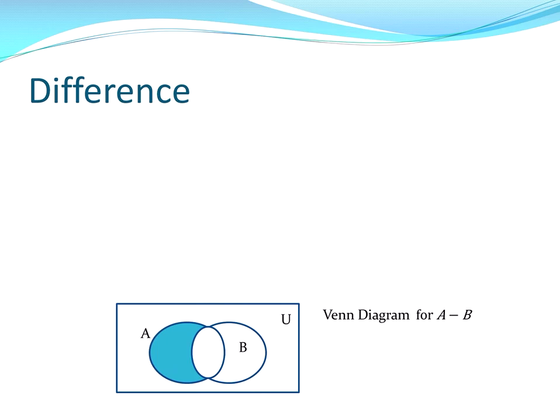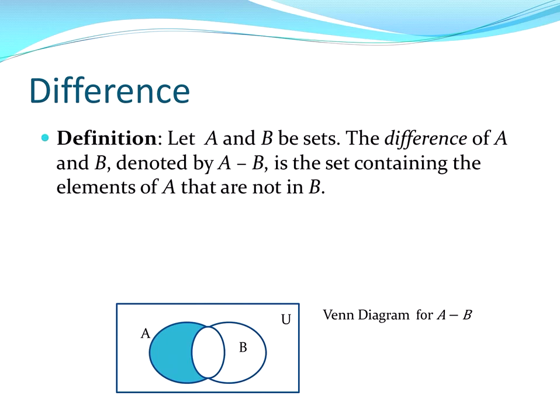All right, here's the difference operator. If we have two sets, the difference of A and B, denoted by A minus B, is a set containing the elements of A that are not in B. All of the preceding operators are commutative. Order doesn't matter, but in this case, order does matter. A minus B is not the same as B minus A.